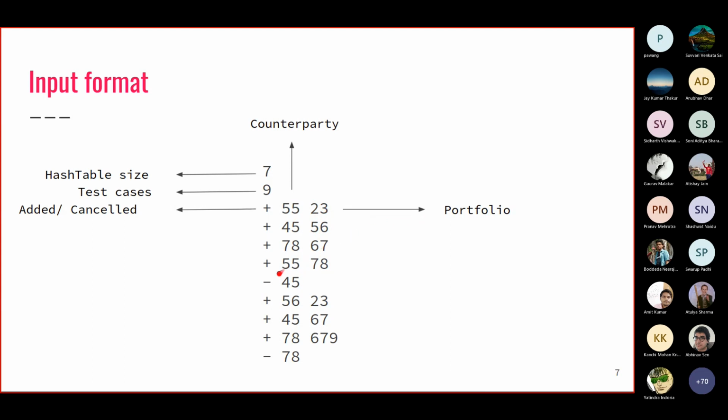This column indicates the counterparty ID, and this column indicates the portfolio numbers. Now here you can observe that when we are doing the minus, we are just giving the counterparty ID. We are not giving any portfolio numbers, because when we are doing a minus operation, that means all the portfolios of the particular counterparty are deleted. So that's why we are giving only minus 45.